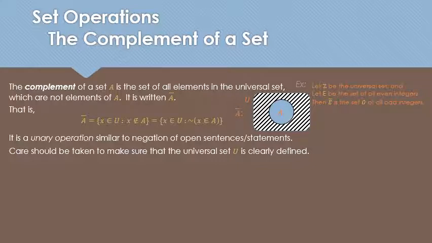What a complement looks like with a Venn diagram is this. Here's the universal set. It's the big rectangle. A is the blob in the middle. Then the complement of A is everything that's outside of A.